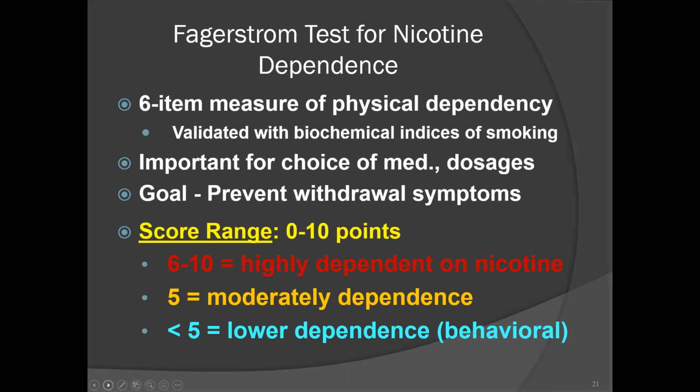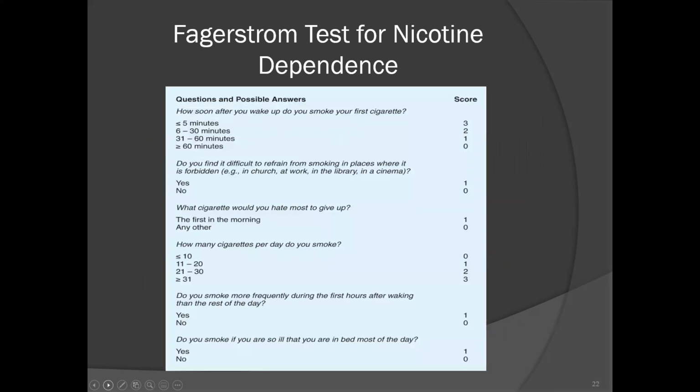And the score, when I teach students, it's always important to know: is high good, is high bad, is low good, is low bad? In this particular case, high is bad in that it's associated with someone who's more highly dependent on nicotine. That doesn't make them a bad person. Moderate is the middle of the scale, around a 5. If you're less than a 5, it's a lower dependence, which may be more behavioral than physical. And this is just an excerpt of what the actual scale looks like.